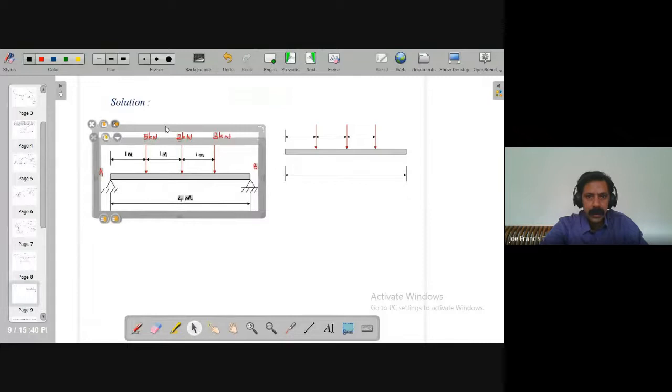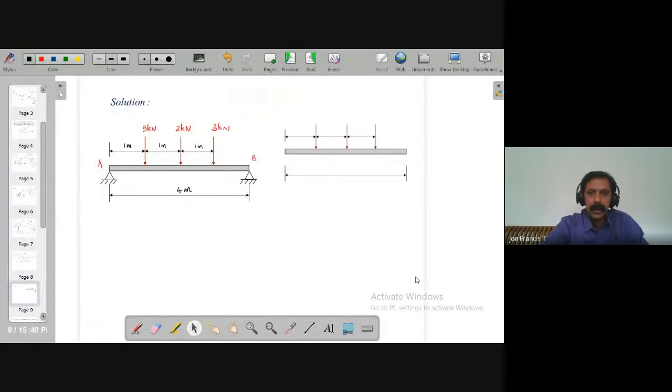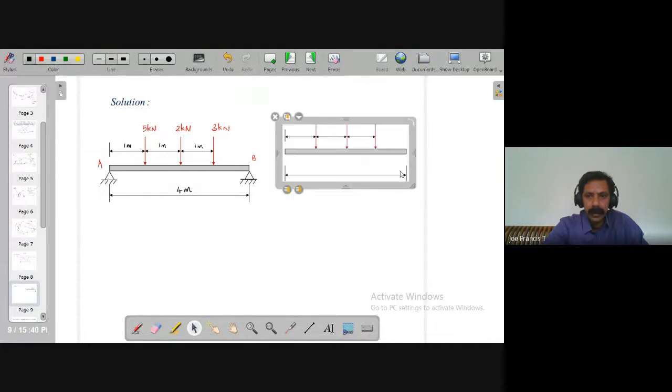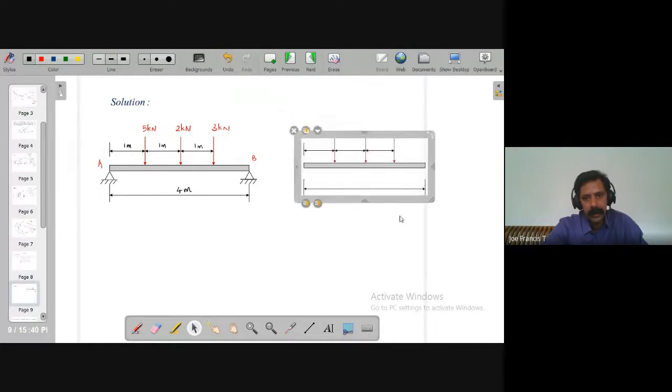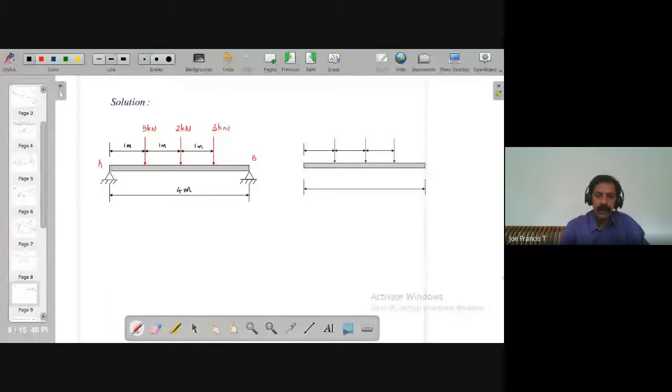So we have this rod. You need to draw the free body diagram of this rod AB. I'll give a heading. Free body diagram of say beam AB. So that's what I'm going to do.